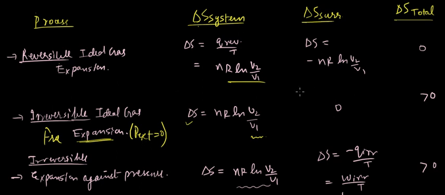Because again Q plus W would be equal to 0, and here W would be taken as P external times V2 minus V1. P external is 0, hence Q would also be 0. So delta S surrounding would be 0, hence delta S total, system plus surrounding, would be greater than 0.